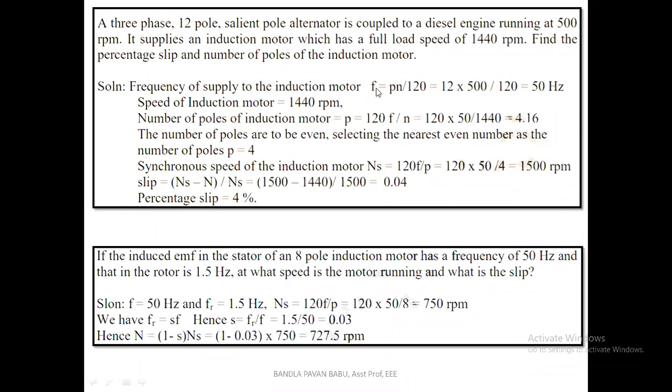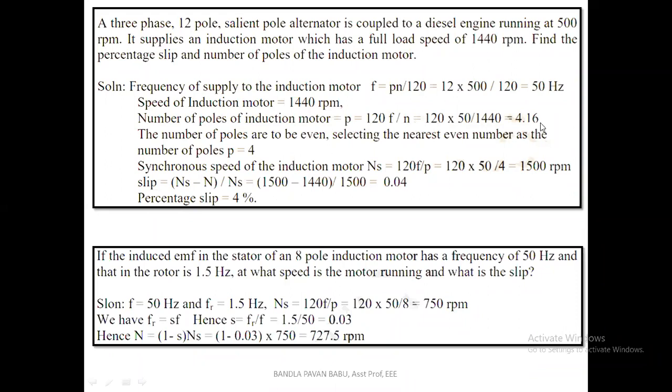Here we are going to find out the supply frequency, F equal to Pn by 120. So the frequency is 50 hertz. Okay, fine. So we have found that the frequency is 50 hertz, and it is also given that the speed of the induction motor is 1440 rpm. As per the given data, we need to find out the poles here. As per the formula, P equal to 120 F by N. So what is the value there?